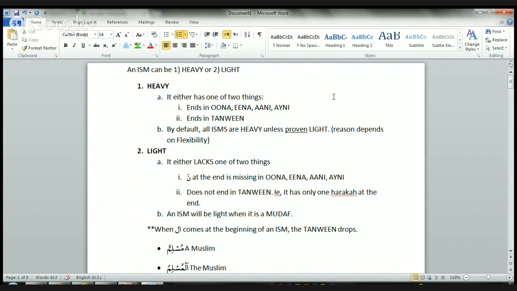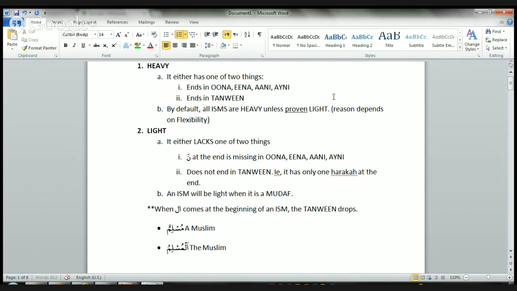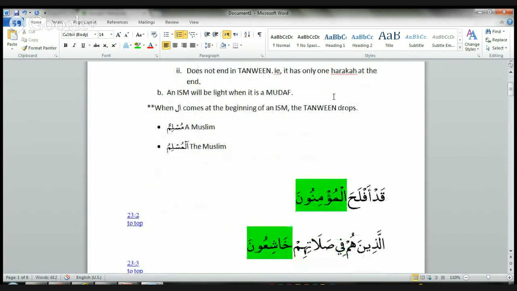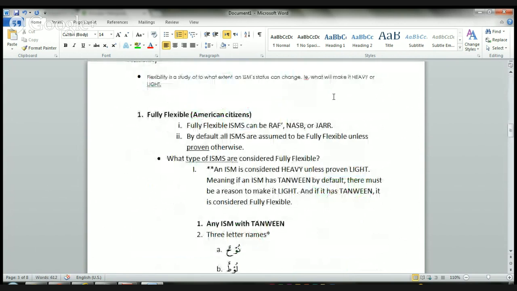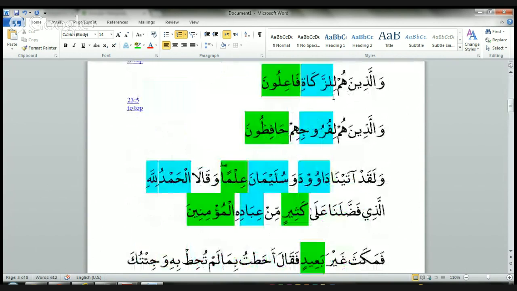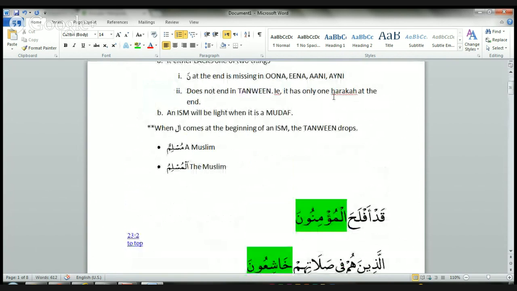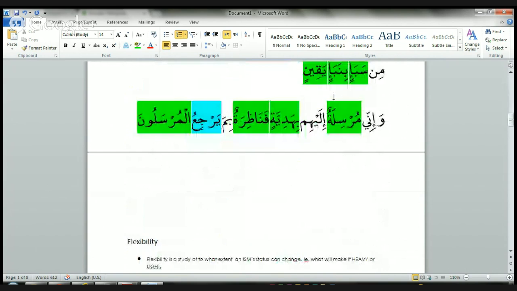And then we also mentioned that an ism will be light when it is mudaf, and we don't know what that is yet. Now, what did we mention? We mentioned a couple of things. That's heavy or light, right? So we went through what heavy and light is. We also mentioned that when an alif lam comes at the beginning of an ism, the tanween drops.